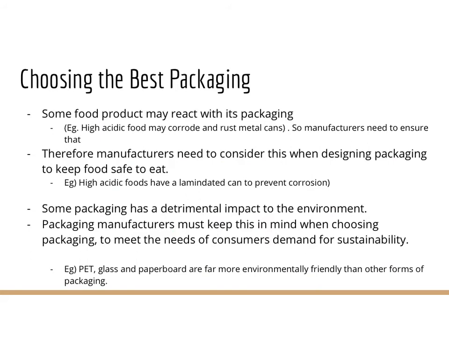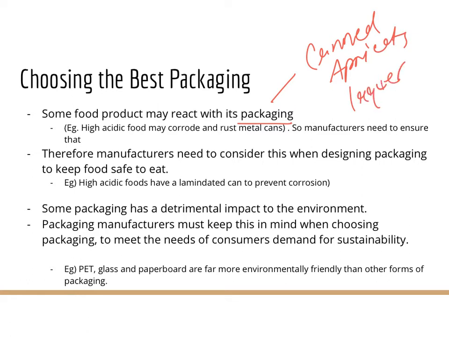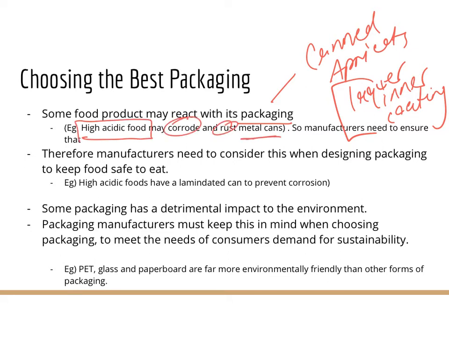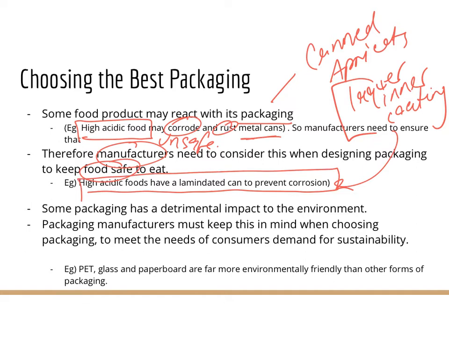Now, some food products also react with packaging, and we did mention this in class. We looked at canned apricots. Now, we do know that canned apricots have a lacquer inner coating, and this is a white coating that's on the inside of the aluminium can. Now, the reason why it does have this lacquer coating, excuse this messy writing, is because high acidity foods like apricots do corrode and rust metal cans, and therefore this becomes an unsafe food product for consumers. So manufacturers really need to consider the safety of food products, and as mentioned here, high acidic foods have a laminated can, okay, or a lacquered inner coating to ensure that it does prevent corrosion or rust, okay.